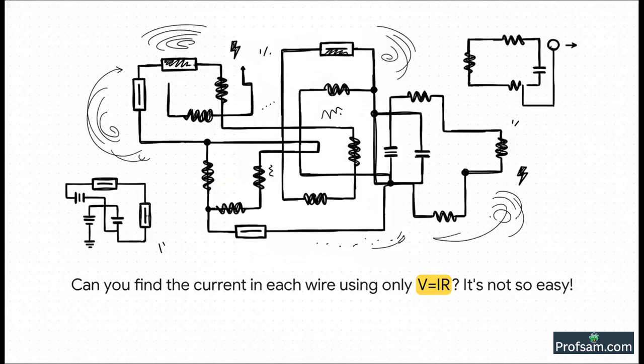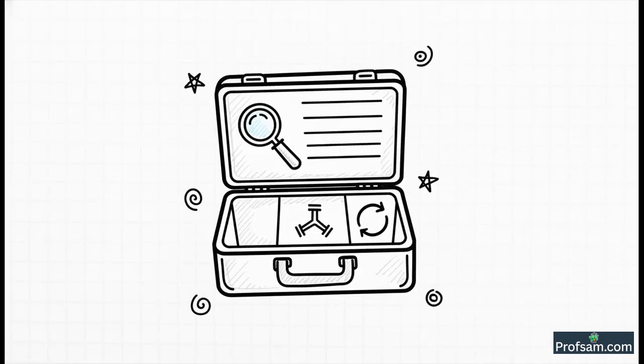Just take a look at this circuit. See, there are so many cells, so many resistors, all connected in this complicated way. Now, if you try to find the current in each wire using only V equals IR, well, it's going to be very difficult. Go ahead, try to find a simple series or parallel combination here. You'll see, you'll get stuck pretty quickly. And this is exactly where we need a more powerful tool, a proper method to solve these kinds of complicated circuits. And guess what? That is precisely what Kirchhoff's rules give us. You can think of them as like a special toolkit for a circuit detective.